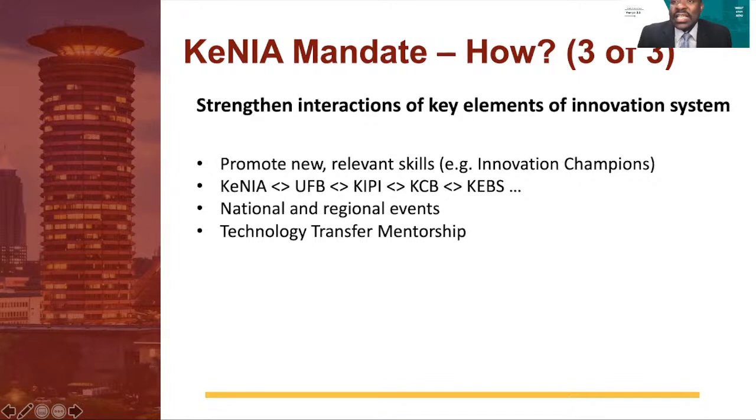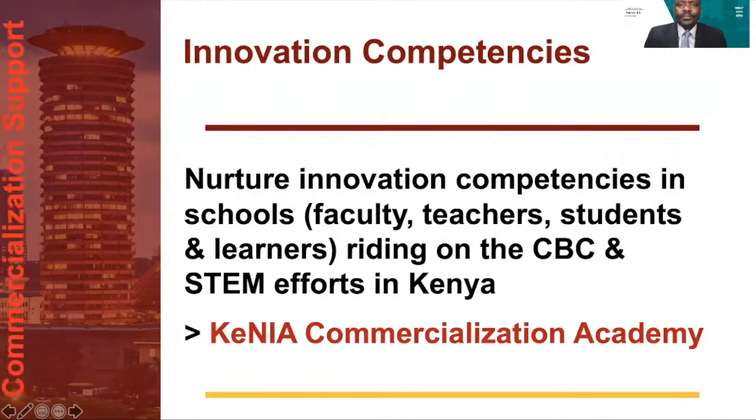Then the third area that we'll see ourselves supporting is through strengthening the interaction with key elements of the innovation system. And this would include issues of capacity. This would include working with other partners locally and internationally, trying to organize events that enable us to gather together and interact, ensuring there is reasonable technology transfer mentorship. There are a number of initiatives we're designing at the moment that will strengthen our interaction with the key ecosystem players on innovation.